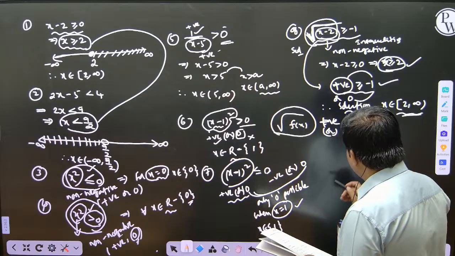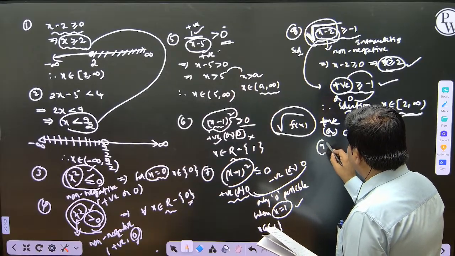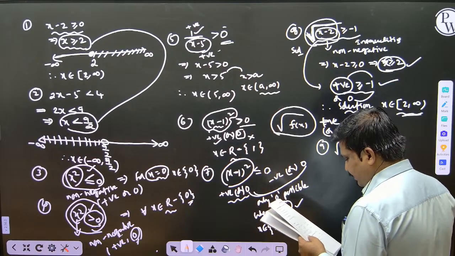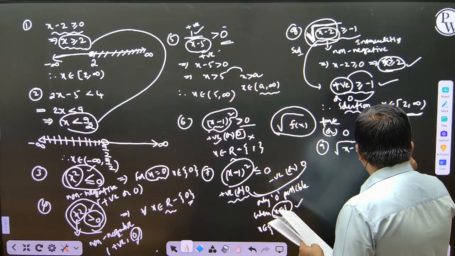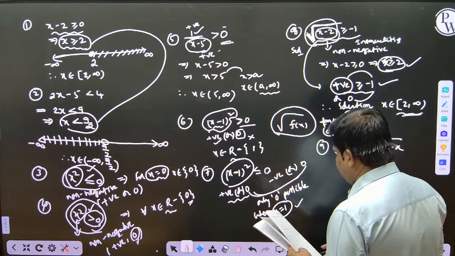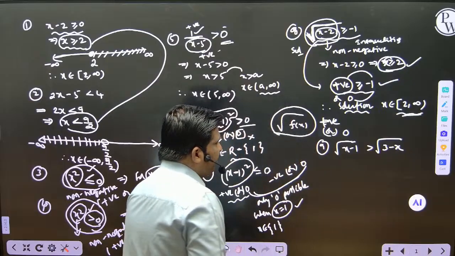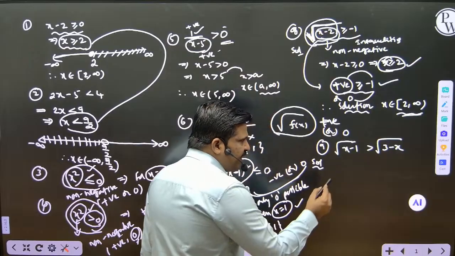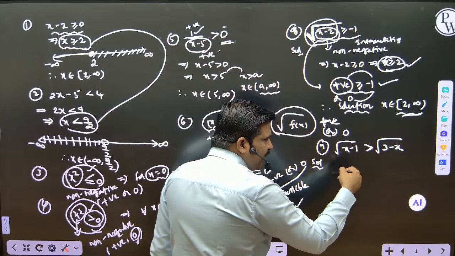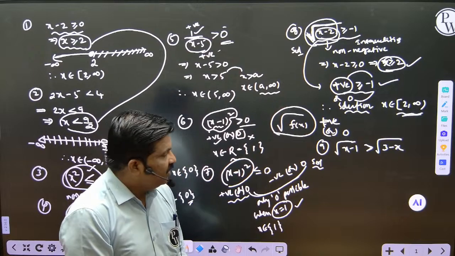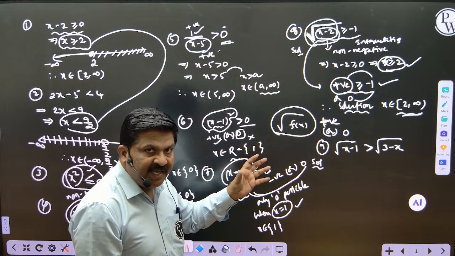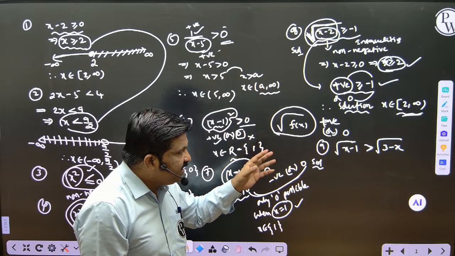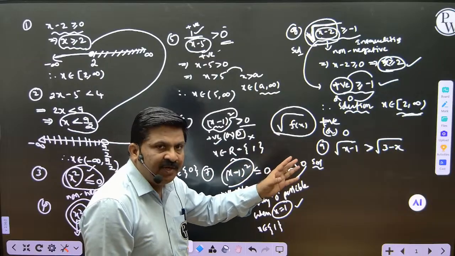Next, look at question number 9. Square root of x minus 1 greater than root of 3 minus x. Right? Here we have an inequality with two square roots. This is a strict inequality, because there is no equality here.